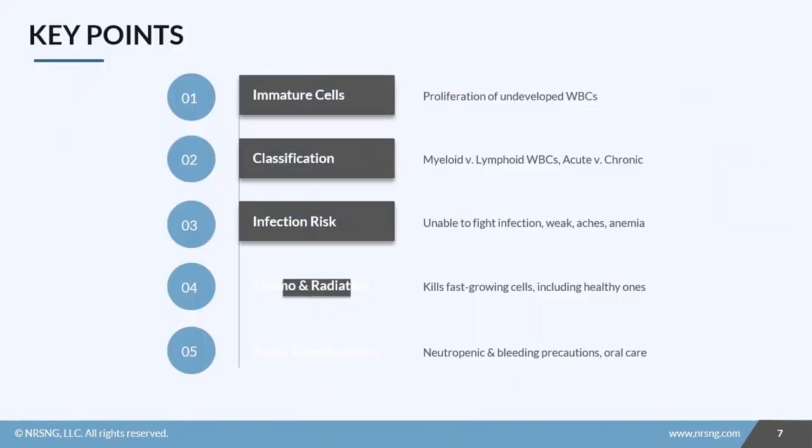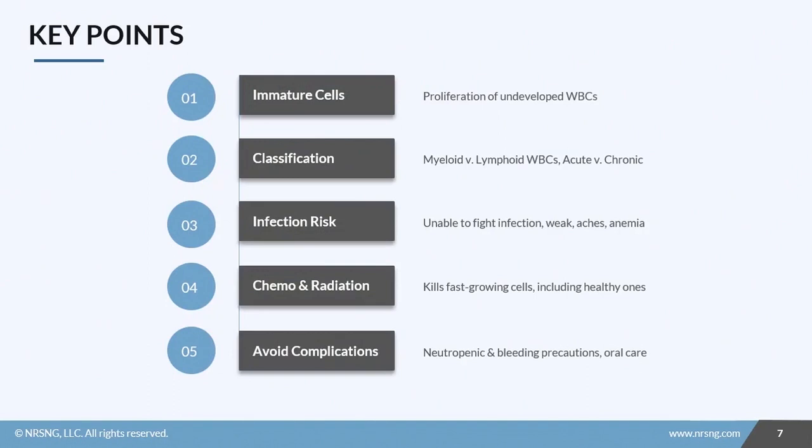Okay, let's recap. So leukemia is a cancer of the bone marrow that results in proliferation, or excessive production, of immature, undeveloped white blood cells that cannot function like they're supposed to. It's classified based on whether it affects the myeloid or lymphoid cells and whether it's acute or chronic, with acute myelogenous leukemia being the most common and the more severe.